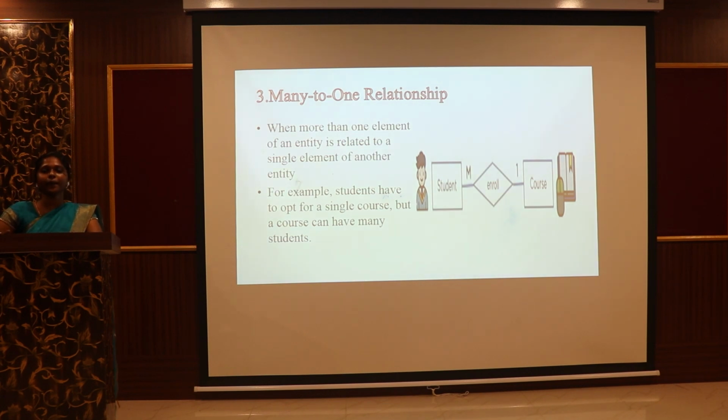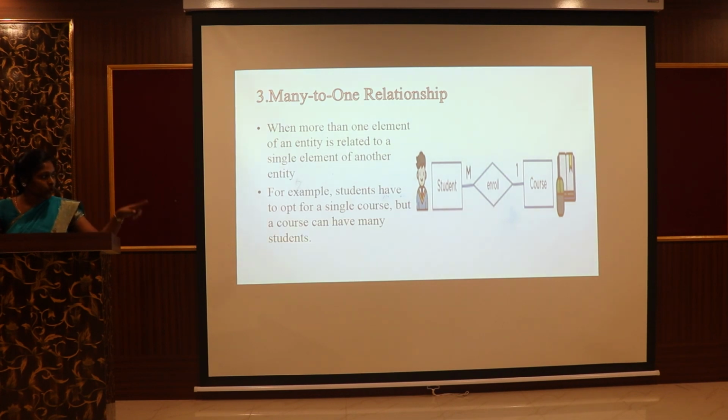For example, in the IT department, in one section there are a lot of students, more than 50 students. All are studying in IT second year B section or IT third year A section, so all are studying in a combined class. That is an example of a many to one relationship. Many students enroll in one course. So that is a many to one relationship.